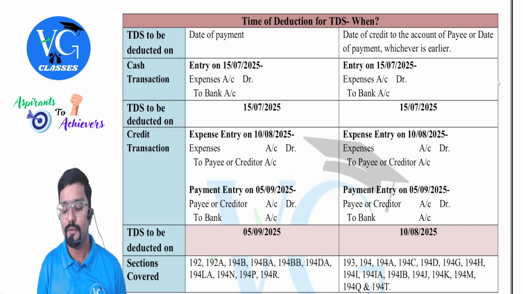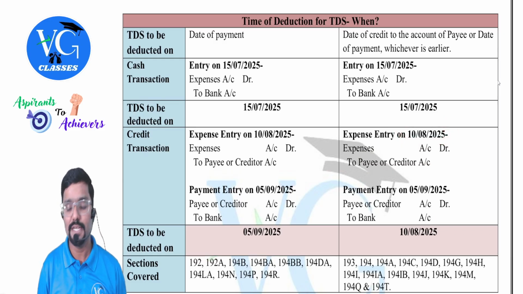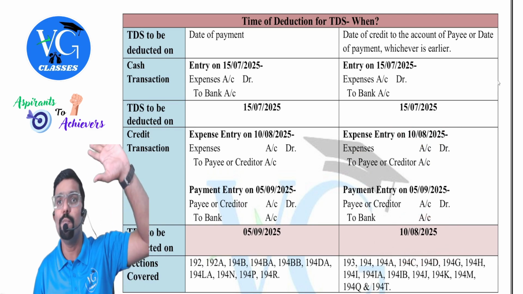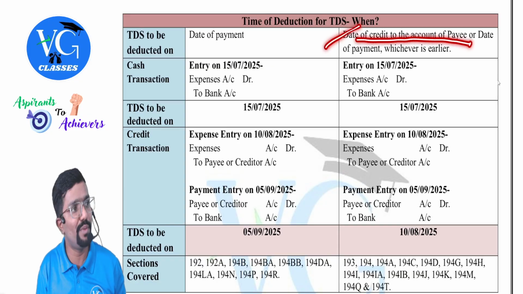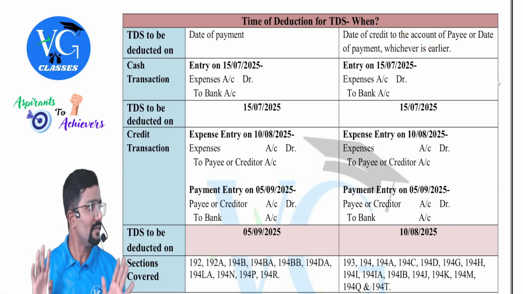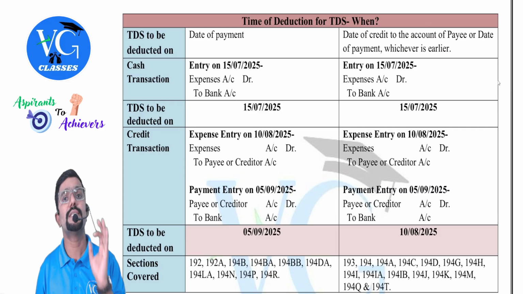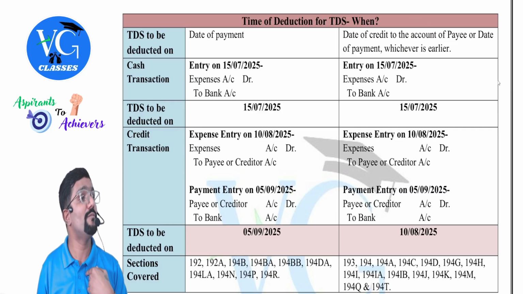Whichever is earlier, 10th August. So TDS has to be deducted on what date, guys? 10th August. Hope you understood. Please be careful. Here they told date of credit to the account of payee. Students might misunderstand this as bank account. No. It is not a bank account. It is the payee account in the books of payer.